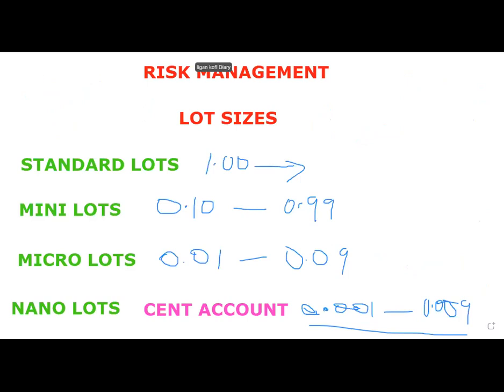Ask yourself. All right. If you are using a standard lot, which is 1.00, each 1 pip is... sorry, did I say $1? 1 pip will be $10. If you are using a standard lot, 1 pip is $10. Yes, 1 pip is $10.